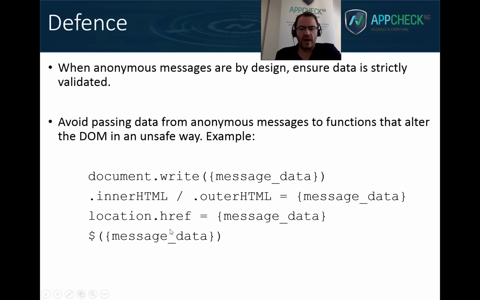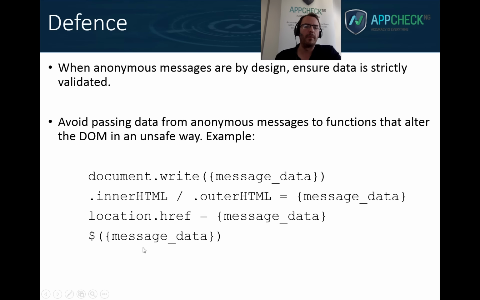Any attribute that is used to access a URL, location.href, or if we're creating an iframe and setting a source attribute, anything that directs a browser to a URL is potentially exploitable. We can use JavaScript protocol handlers, so javascript: can be used to exploit that scenario. And again, passing them directly into a jQuery selector can also be dangerous. So yeah, if the messages are anonymous, ensure that anything you're doing with that data is completely benign and can't be used to inject HTML or JavaScript code into the page.